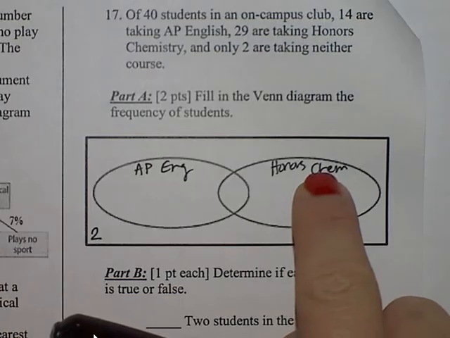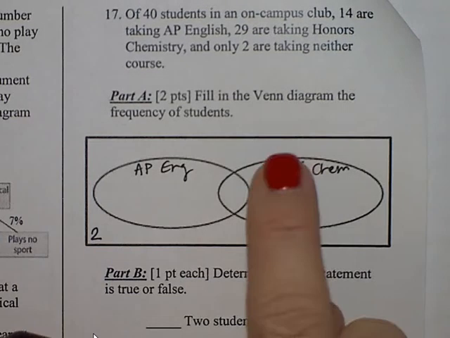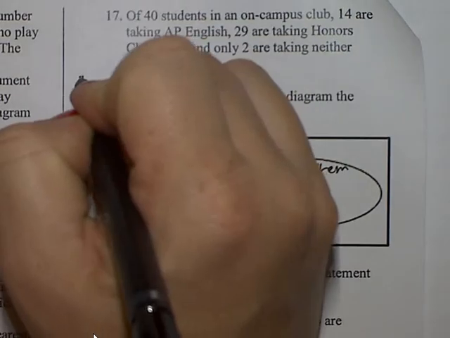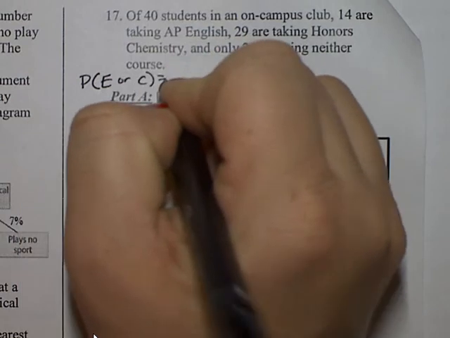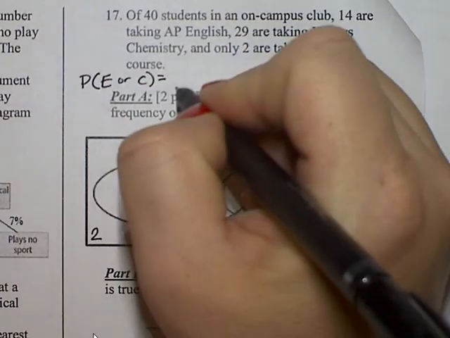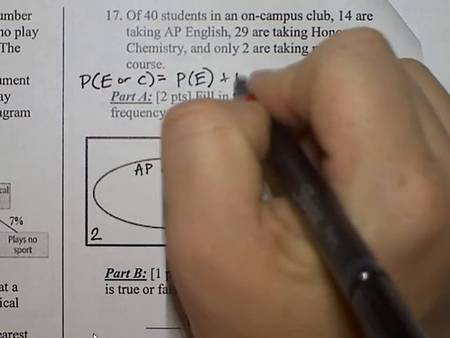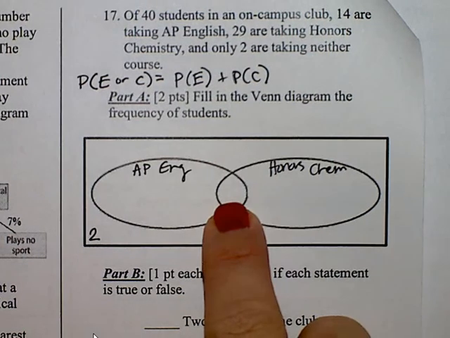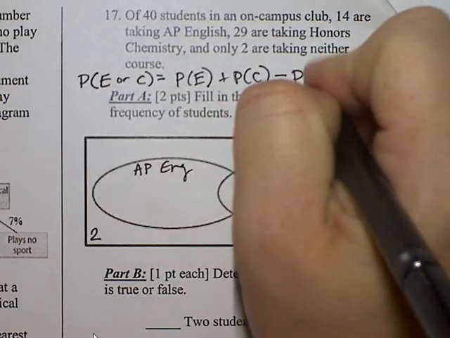Yes. So I know 13 are in English or chemistry. So let's make an or statement. Probability of English or chemistry. Okay, remember with or statements we add. So that means the probability of English plus the probability of chemistry. And when we're adding, we have to ask ourselves, is there any part that's going to overlap? Yeah. So when there's overlapping, we have to subtract the intersection of the two.